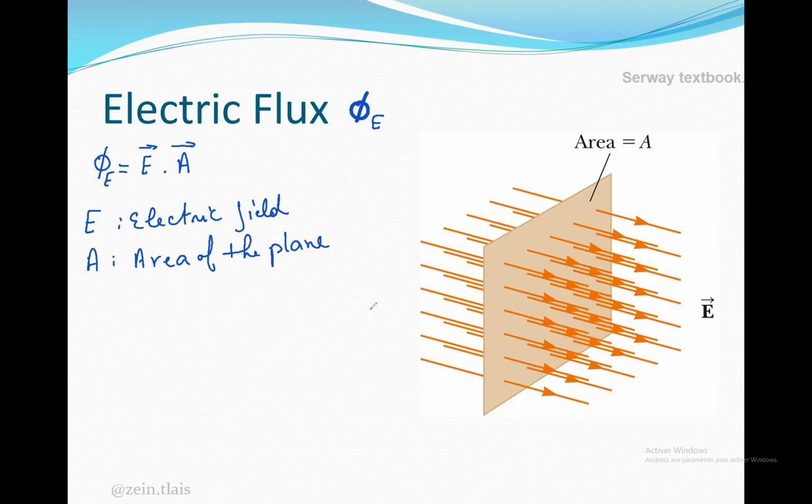We can say here we have a window, and I want to calculate the flux that passes through this window. The window has area A and E is the field. We have here the lines of this field.